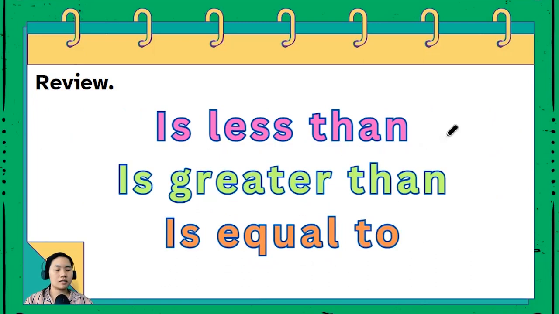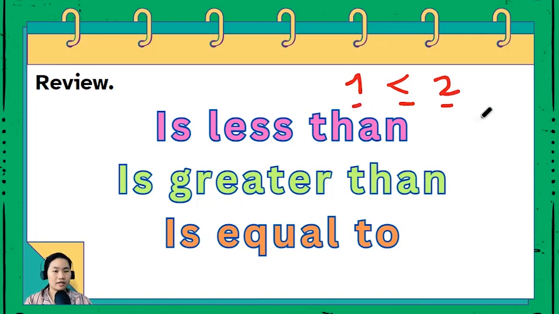These are the three concepts that we've learned in the previous lesson. Is less than, is greater than, and is equal to. For example, 1 is less than 2. Okay, this is the symbol for less than, which you will learn in future lessons, but I'm going to give you a brief introduction for now. 1 is less than 2, right?